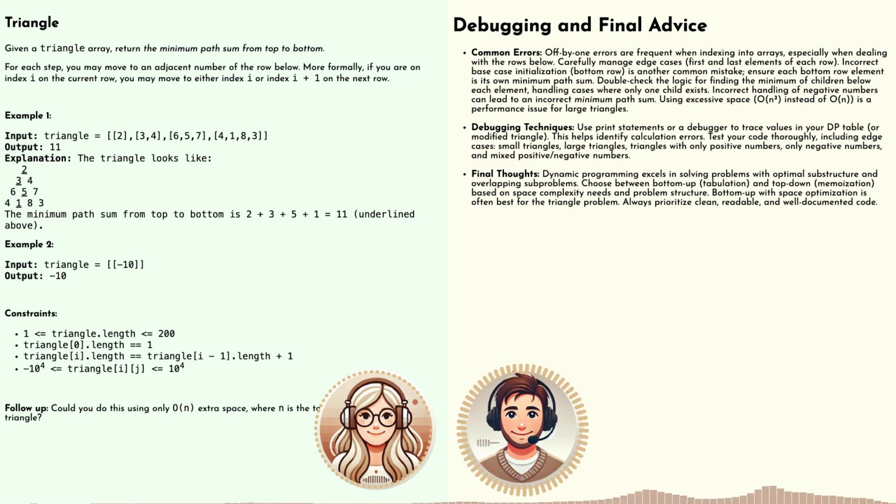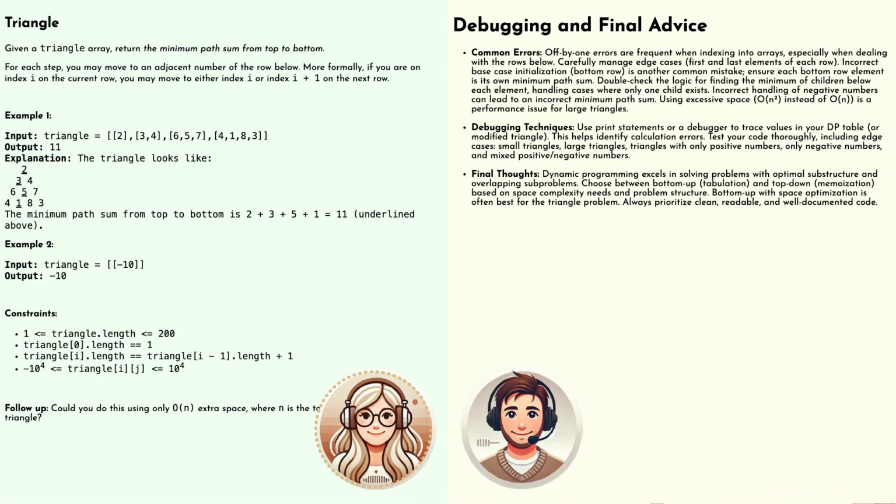Yeah, for sure. Well, one thing that trips people up are off-by-one errors. Yeah, you mentioned those earlier. What are those exactly? So these are super common when you're working with arrays, which is basically all the time in dynamic programming. Right. It's easy to accidentally access the wrong element in an array. Like maybe you start your index at the wrong value or you go one element too far.